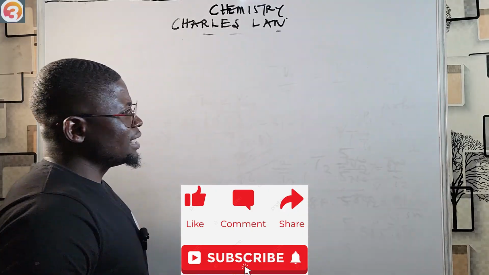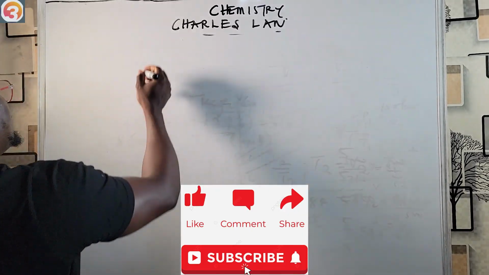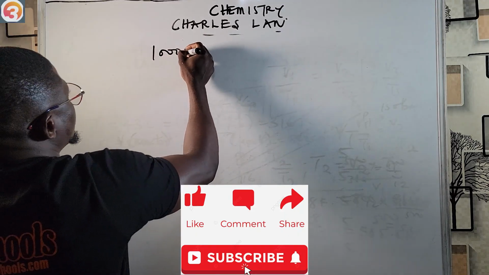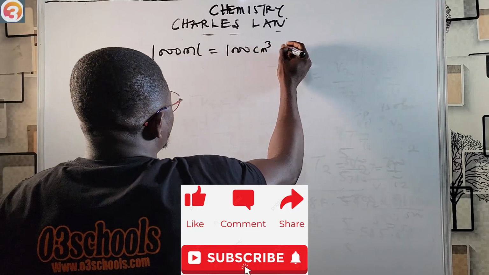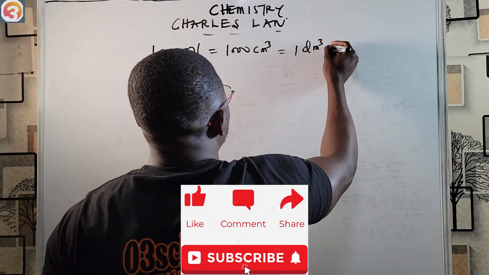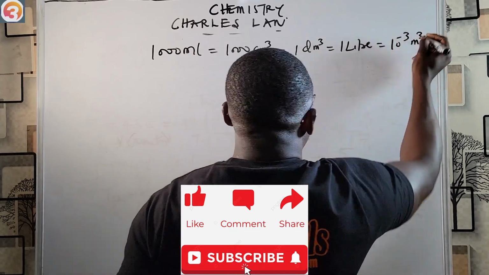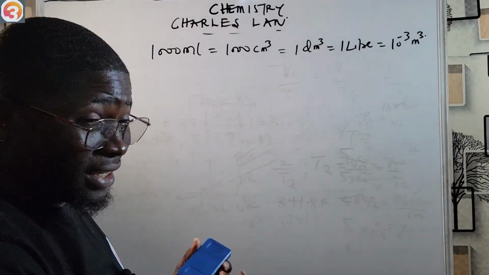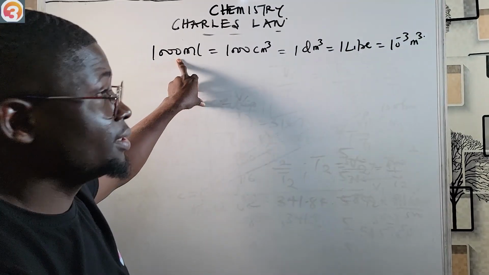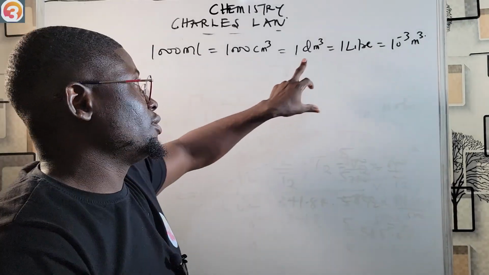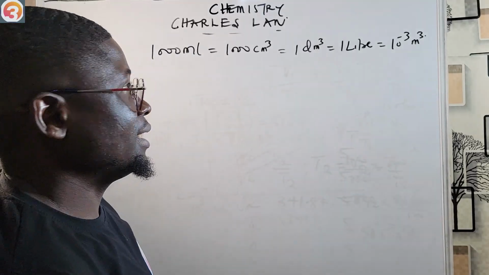All right, so now let's go. Now, I'll give you some unit conversions that will help you a lot in chemistry. So number one is 1000 mL is equal to 1000 cm cubed, is equal to 1 dm cubed, is equal to 1 liter, is equal to 10 to the power -3 meter cubed. Please know this. You must know it by heart. That's very easy. 1000 mL is equal to 1000 centimeter cubed. It's equal to 1 dm cubed. It's equal to 1 liter. It's equal to 10 to the power -3 meter cubed.